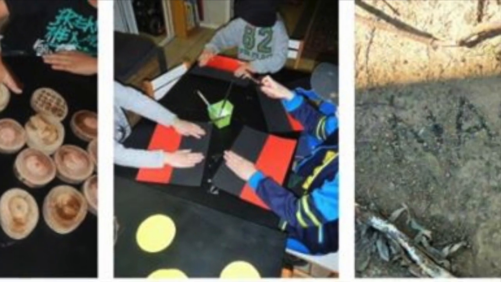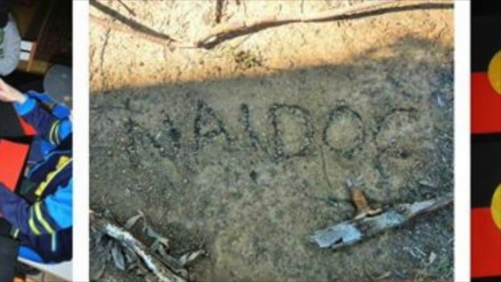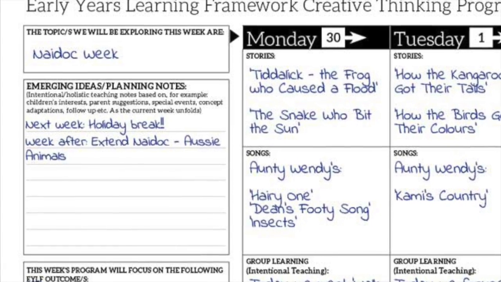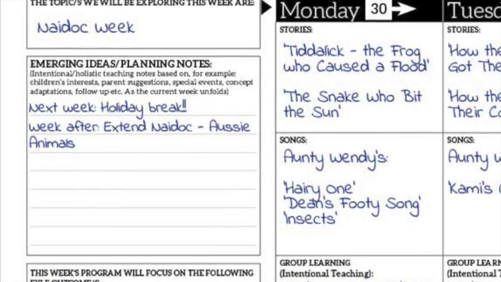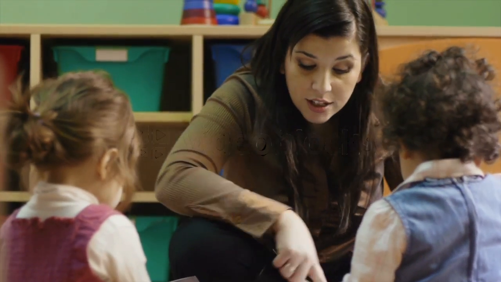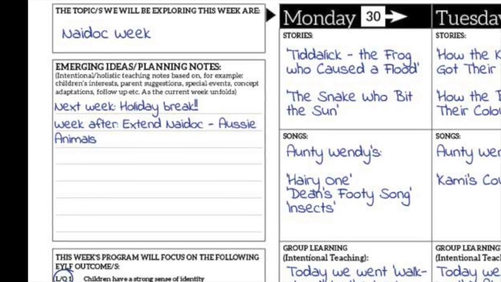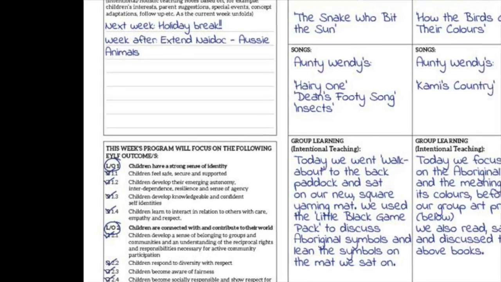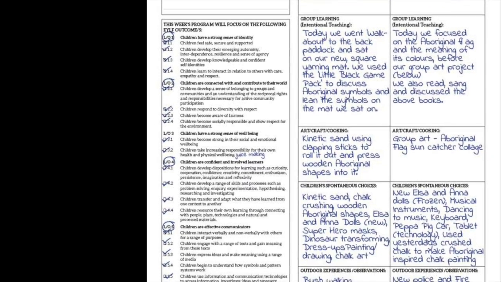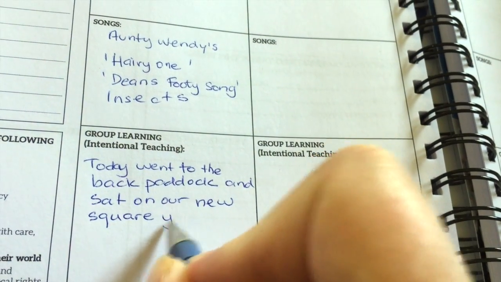This week was Naidoc week, so we chose that as our theme. In the emerging ideas and planning notes section, we made a note that next week we are on holidays, and the week after we would focus on Australian animals, as the children showed an interest in them through our discussions about Naidoc week. Below that, we have the EYLF outcomes implemented throughout the week, to circle and link to our observations. This can be done at any time during the week.